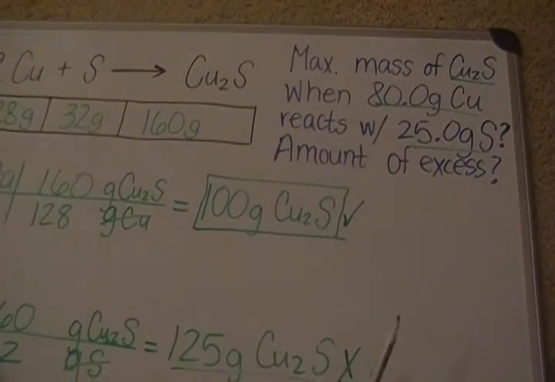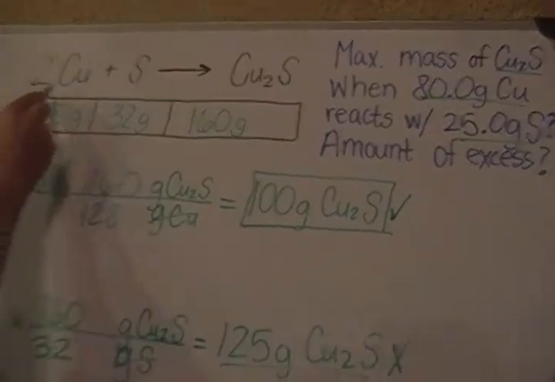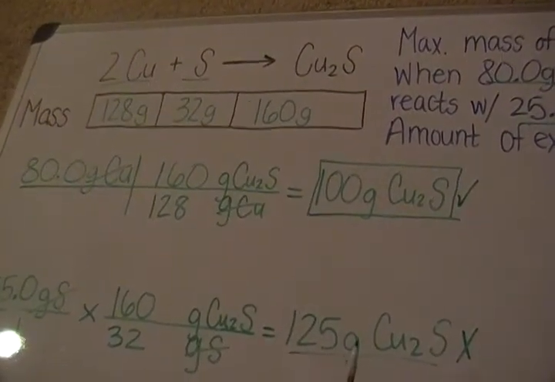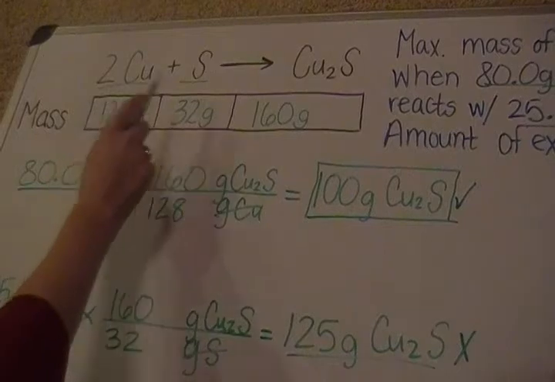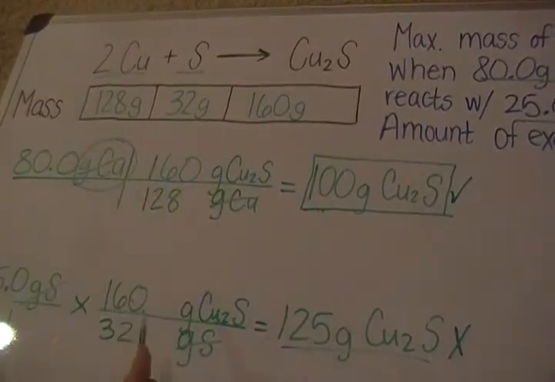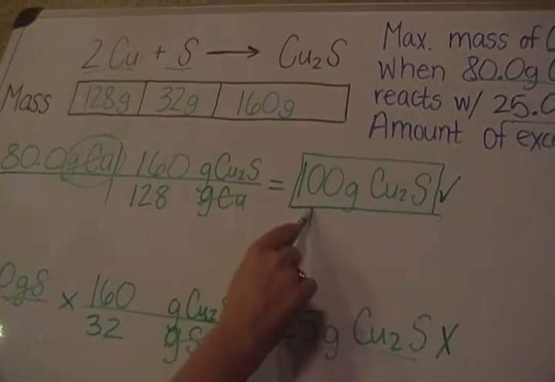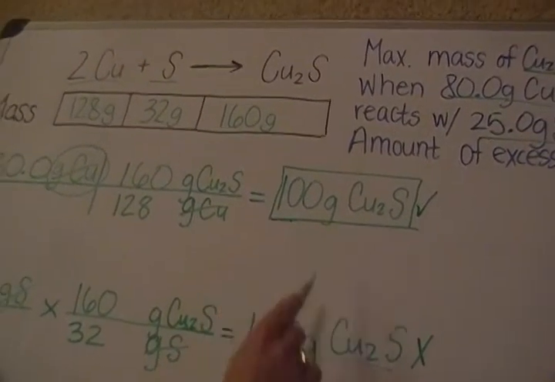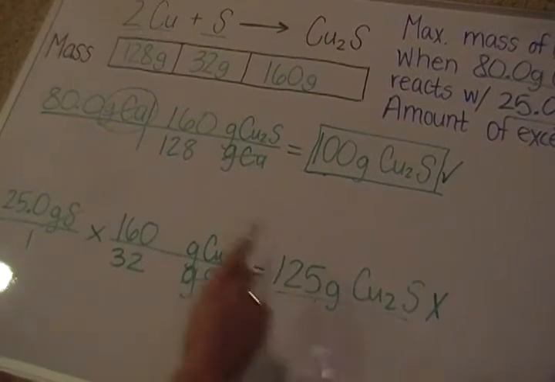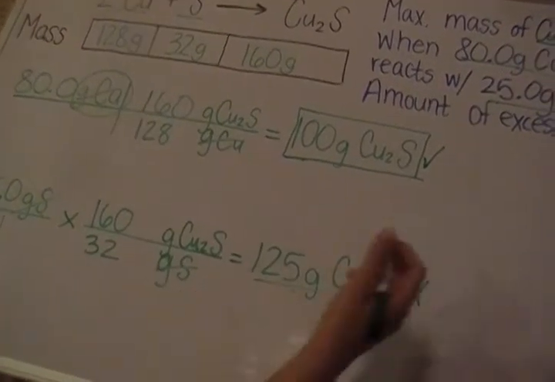And the limiting reagent, the reactant, again, remember your reactants are here and here. One of those is my limiting reagent. The reactant that limited me to only making this amount was my copper, because I ran out of copper as soon as I met this number, 100 grams, and was not able to make the extra 25 grams that this was able to make. So copper is my limiting reagent.